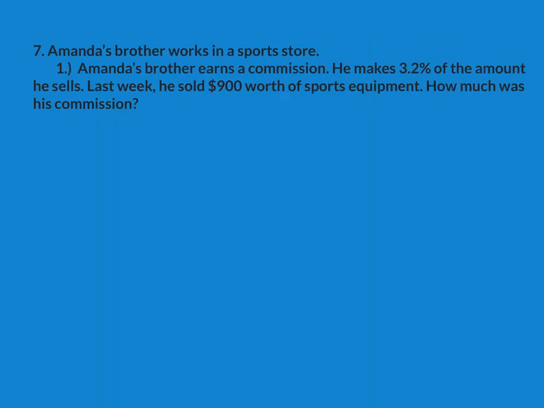Next, Amanda's brother works in a sports store. Amanda's brother earns a commission. He makes 3.2% of the amount he sells. Last week, he sold $900. How much was his commission? So the commission, we know, is always more, but it's not asking us for the total, it's simply asking us for his commission. So that means we're finding 3.2% of the amount of this.